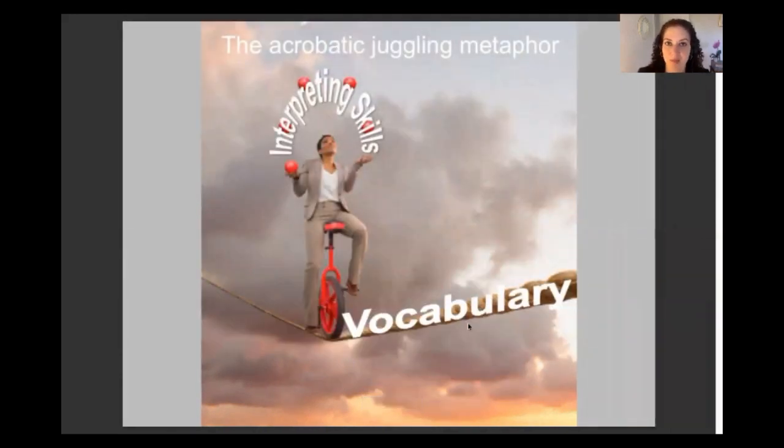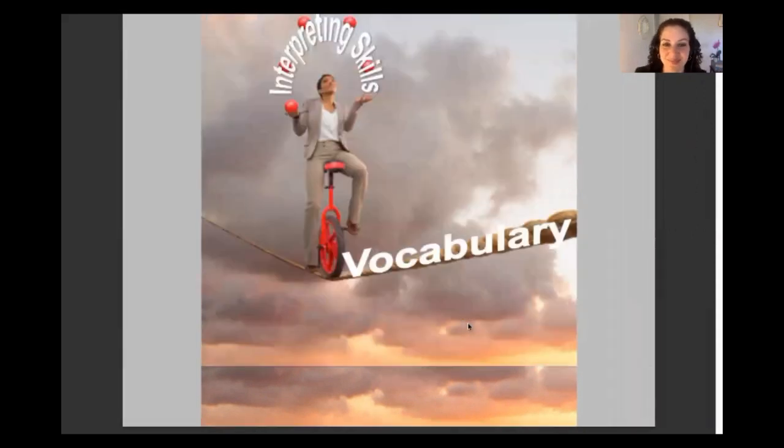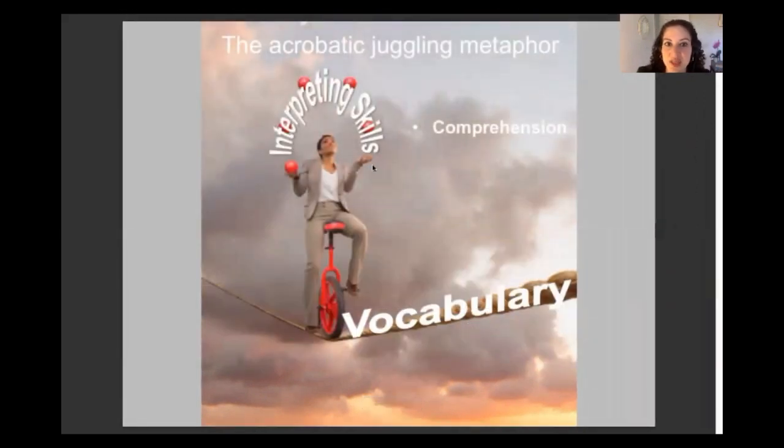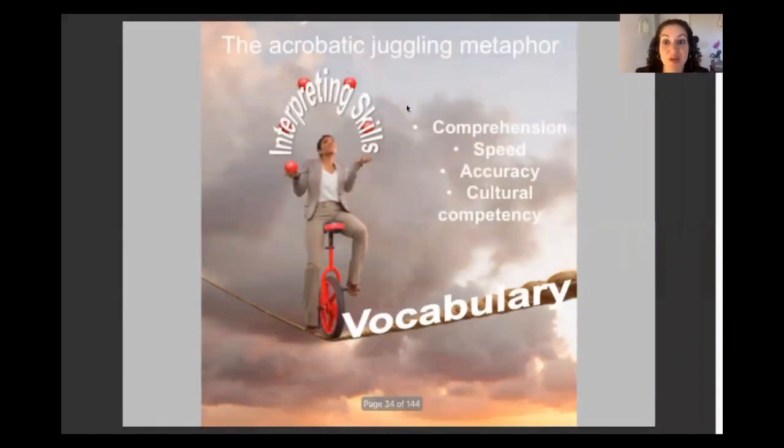Once you feel like the vocabulary is no longer a tightrope and it's actually solid ground, we begin to add things on, and we begin to add the juggling of the interpreting skills. So you're going to be learning how to juggle these skills in the most efficient way possible, so you can elevate your comprehension, you can gain speed, you can gain accuracy, you can gain cultural competency. What does that mean? Sounding natural. Being able to understand what it means in the original language is cultural competency, and then being able to express it naturally in the target language so it doesn't sound like a contrived interpretation.